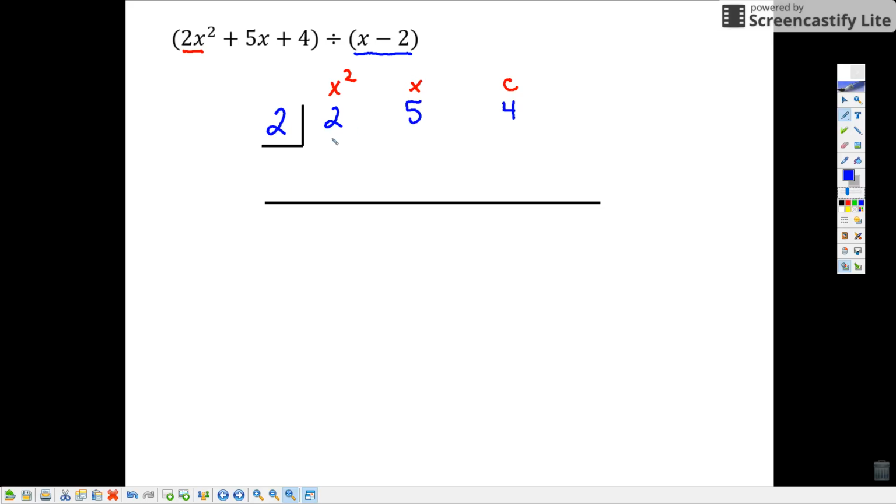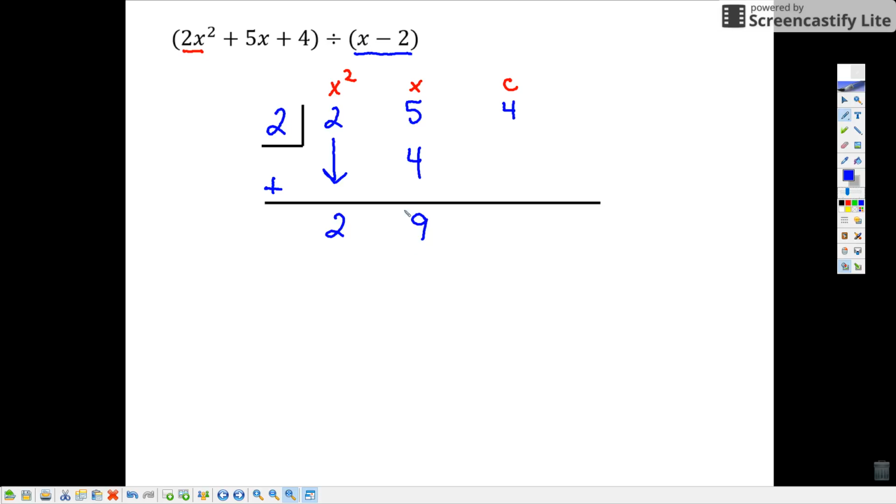Now just remember, synthetic division always starts by dropping the first number down. So I drop the 2 down, put that right below the line. After that, you always take that number below the line and multiply it by the number in the box. So 2 times 2 is 4. Put that right underneath the 5. And then I add straight down. 5 plus 4 is 9.